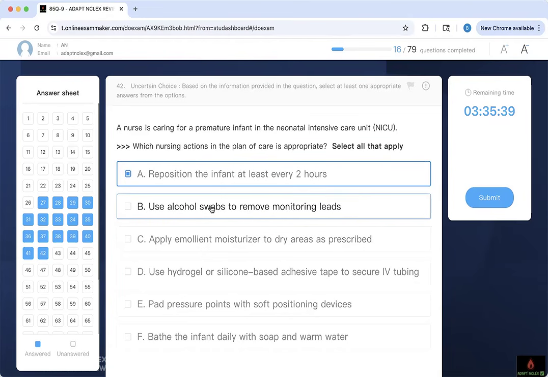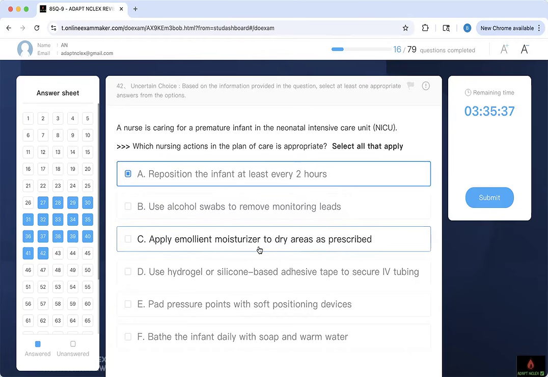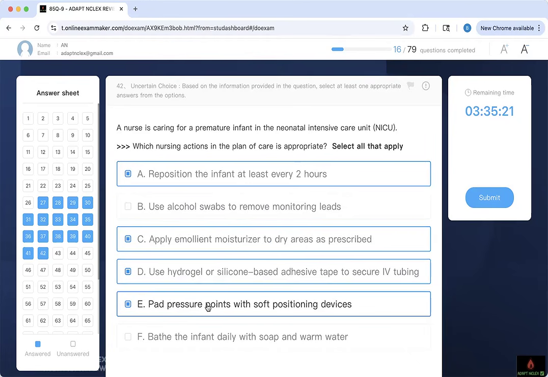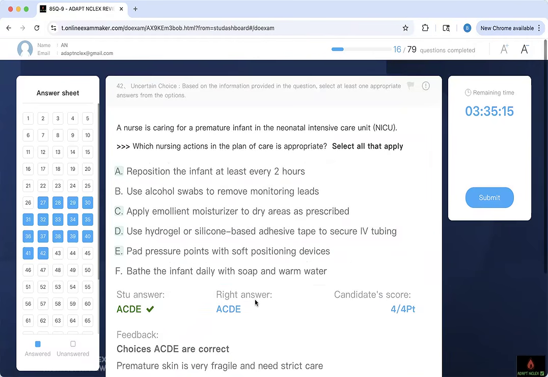Alcohol is going to dry the skin. Don't use it on the skin. Apply moisturizer. It's a good thing on the kid's skin. And when you want to secure with the tape, don't use any other tape. Use hydrogel silicone one. Easy to peel. And pad any pressure point. Don't bathe the kid excessively. Skin gets dry, they get into trouble. So that's the right answer.